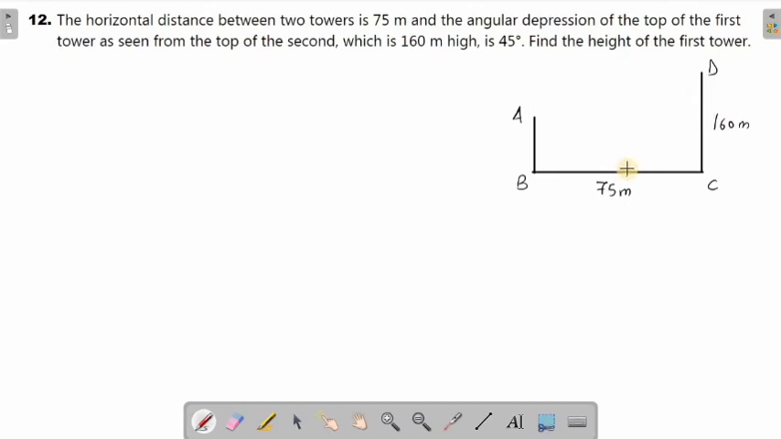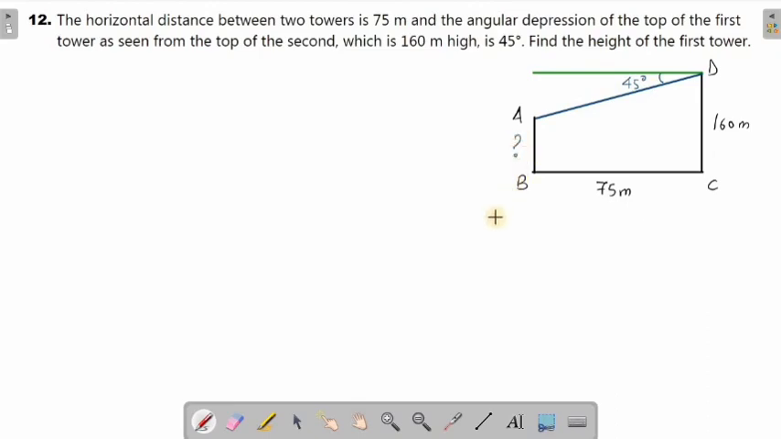Now the angular depression, that is the angle of depression from the top of the second tower to the first, is given to be 45 degree. Try to understand this case. For drawing an angle of depression, I need to first draw a horizontal line. All of you know this, isn't it? So if I join the tops, then the angular depression, this angle, is given to be 45 degree. The question is asking you to find the height of the first tower.